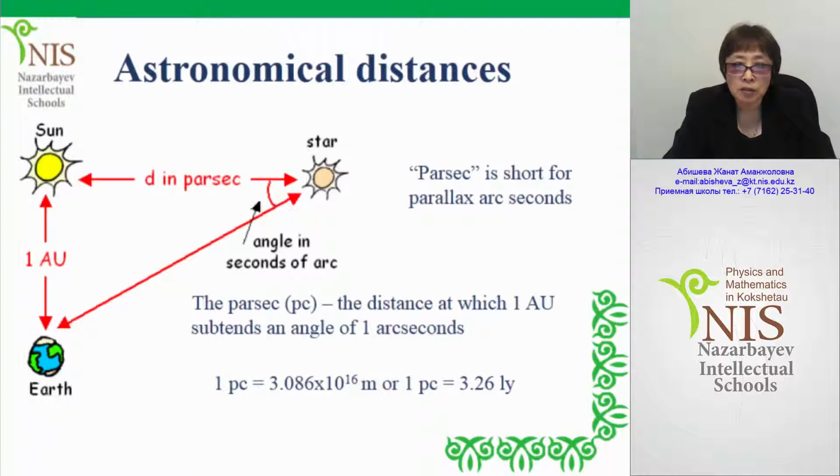The main unit in astronomical distance is the parsec. Parsec is short for parallax arc seconds. The parsec is the distance at which one astronomical unit subtends an angle of 1 arc second. 1 parsec equals 3.086 times 10 to the power 16 meters, or 1 parsec equals 3.26 light years.